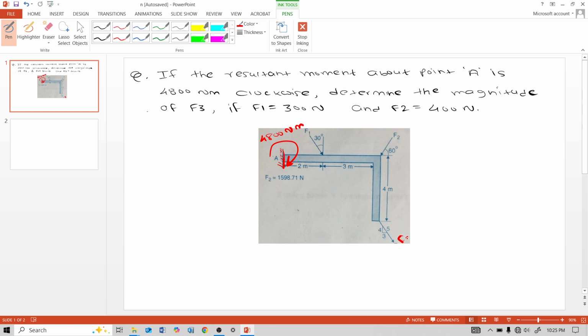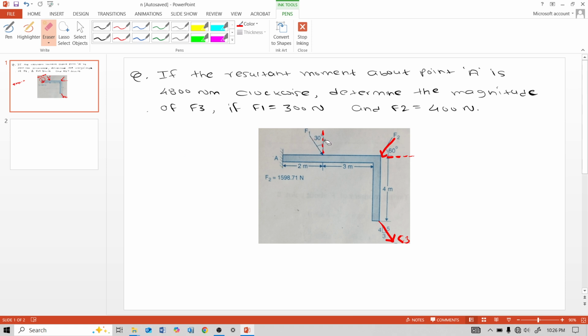So here it is F3 and we will determine the magnitude of this force, and F1 is 300 Newton, this is F1, and F2 is 400 Newton. See, F1 is inclined and it makes a 30-degree angle with vertical, and F2 is also inclined and it makes a 60-degree angle with horizontal. So first of all, understand how we will solve this numerical. We will first calculate moment at A equal to 0 and we equate those moments with this resultant moment, and that way we will calculate this F3.